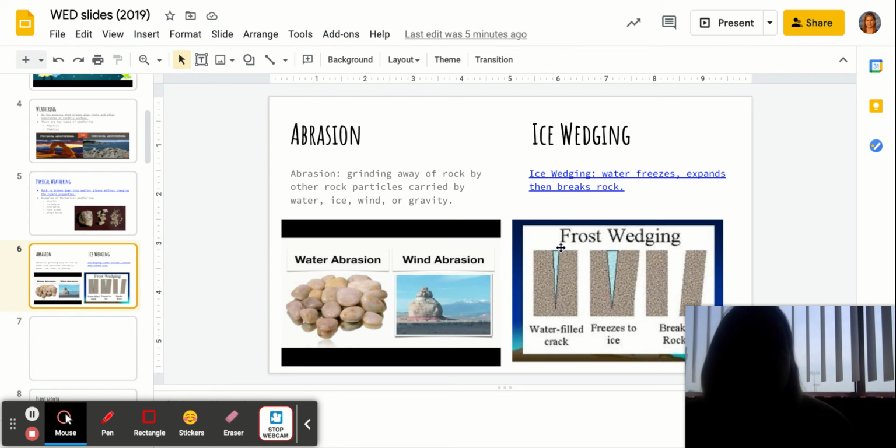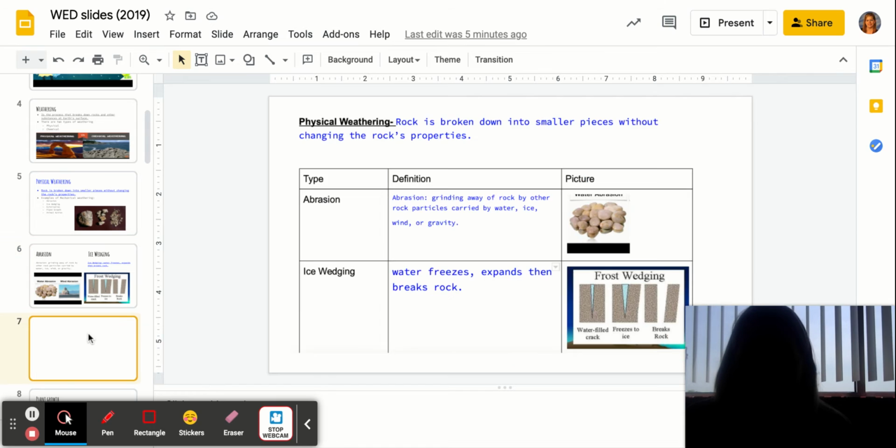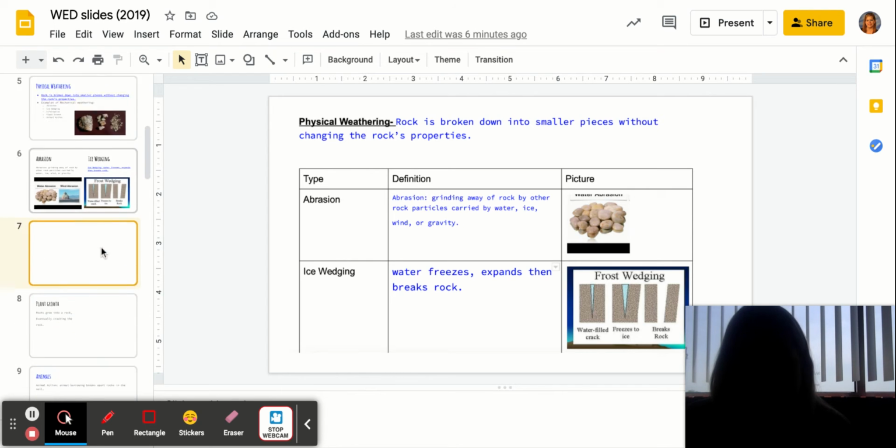So if I have a bird bath, for example, and it's cracked, water can get into the cracks when it freezes, which is below 32 degrees. The water expands because it's ice, and then eventually breaks the rock apart. That is ice wedging. All right, so make sure that yours look very similar to mine. Go ahead and pause this if you need to.